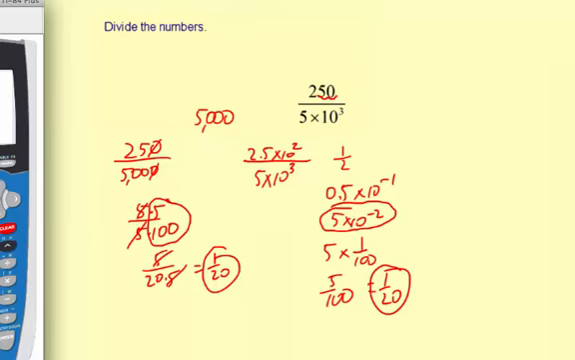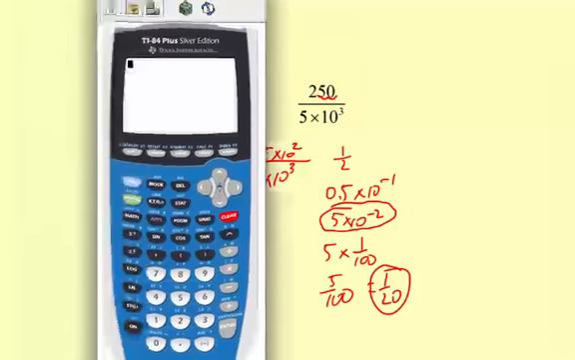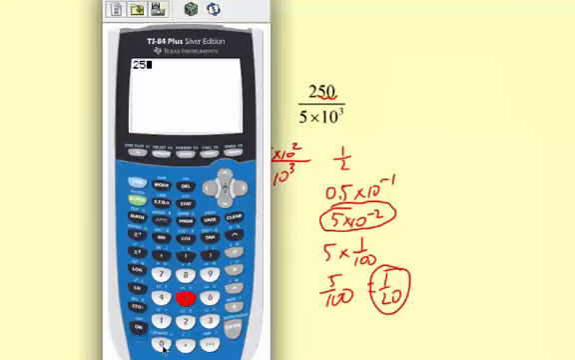And for the calculator, let's try that also. 250 divided by 5, there's the EE button for scientific notation, 5E3. That's 0.05, which is the same thing as 5 times 10 to the -2. Now let me go ahead and put that in fraction form. 1/20. Okay, it looks good.